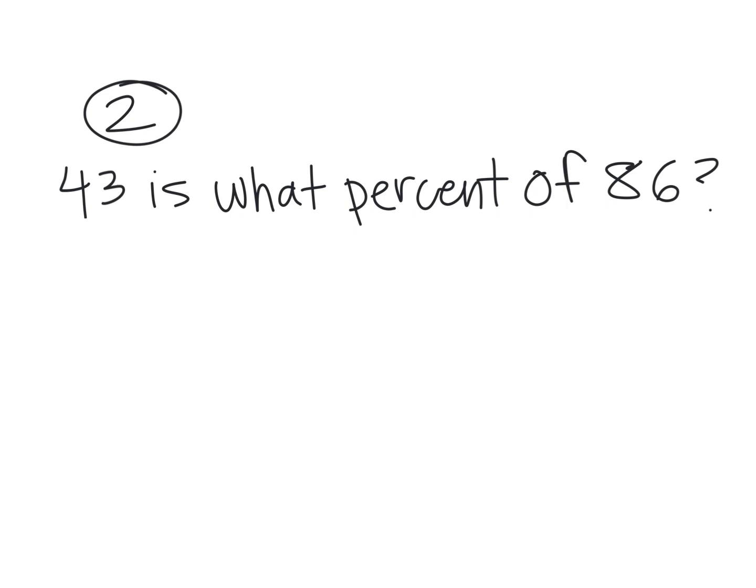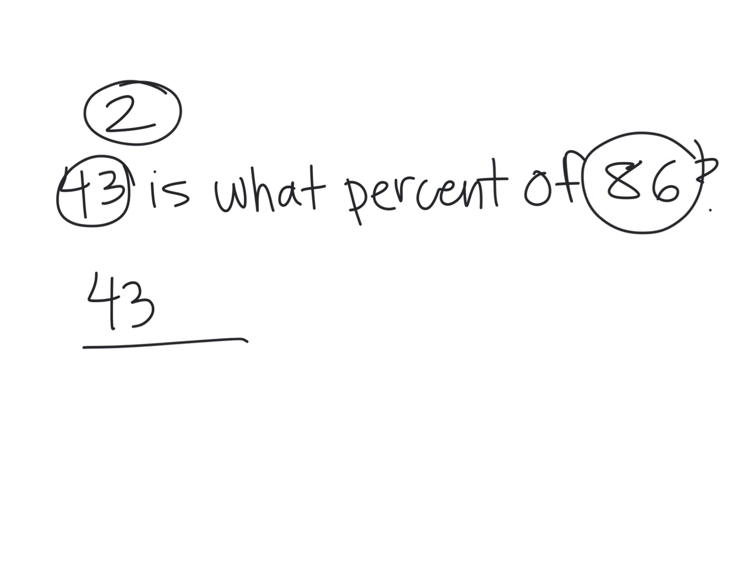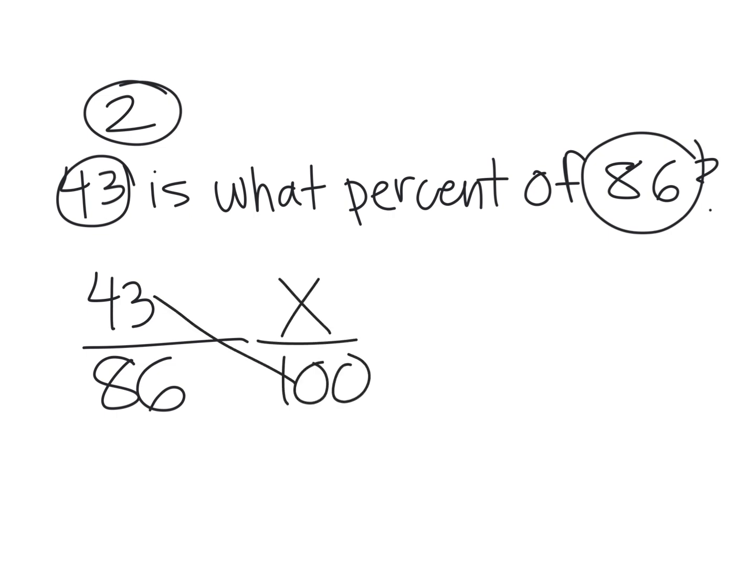Okay, for question 2, there's your 43, which is in front of the word is. And you have 86, which is behind the word of. That's going to go on the bottom. That always goes on the bottom. There's your part, there's your whole, and I'm looking for what percent. 43 times 100 divided by 86 would give you your answer.